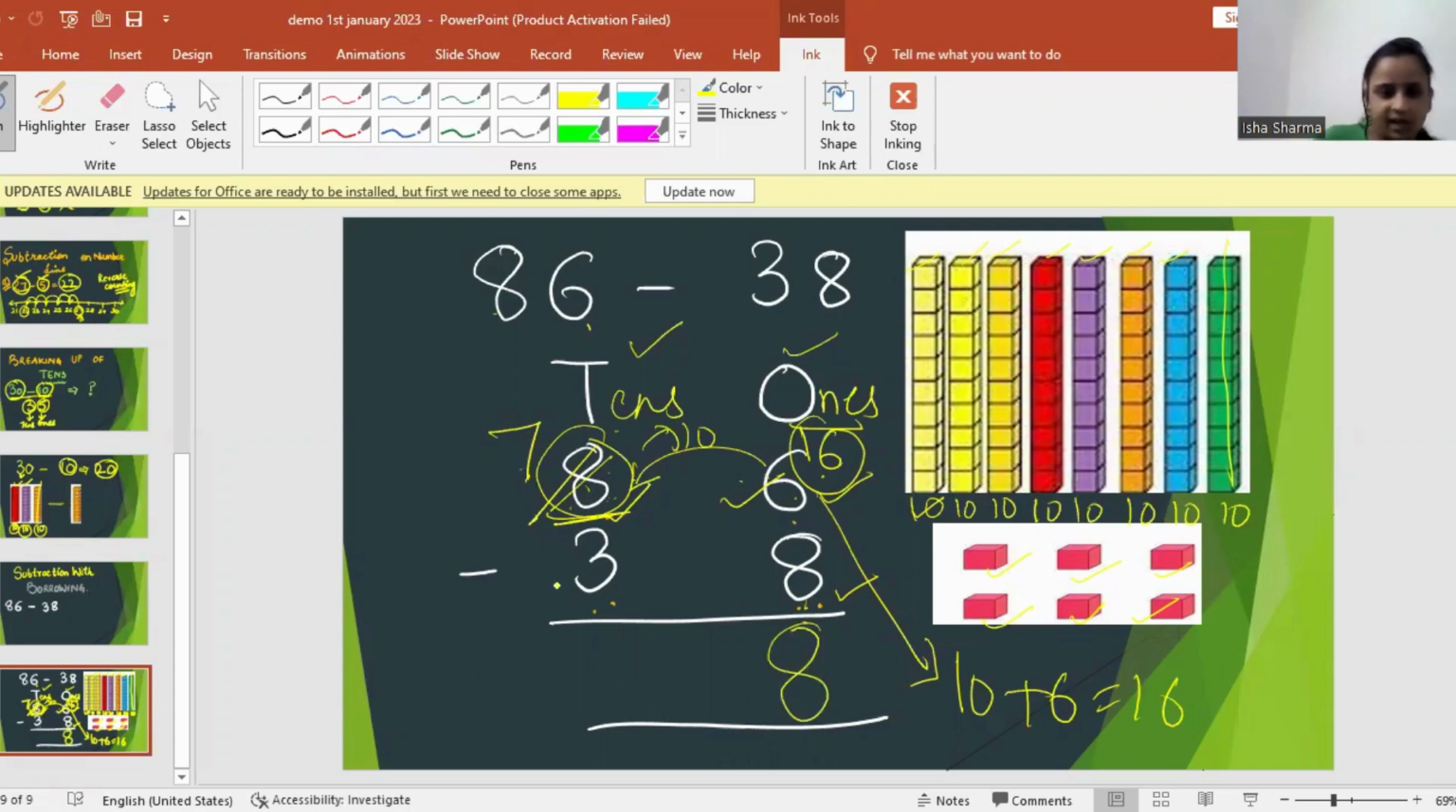So here is 7 and 3. We can easily subtract 3 from 7. So 7 fingers are there and we have to subtract 3. 1, 2 and 3. How many are left? 4. So this is a way of doing subtraction with borrowing.